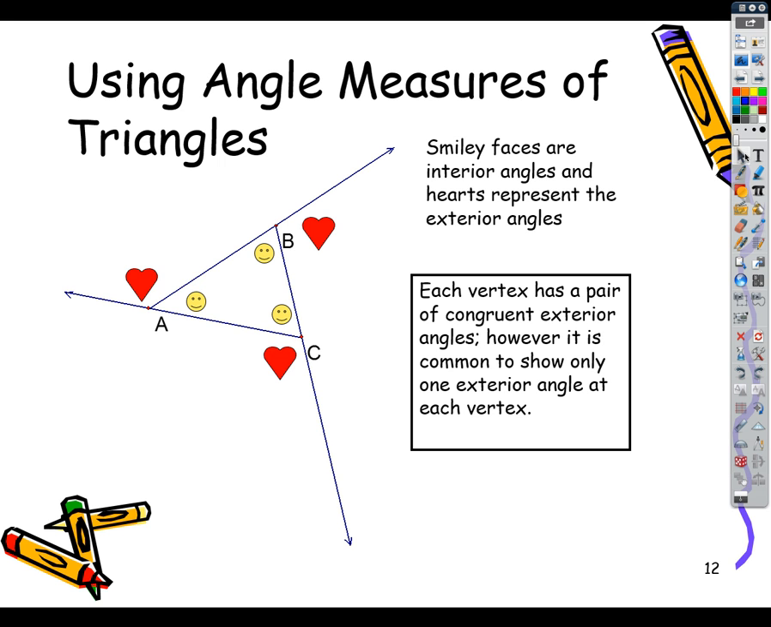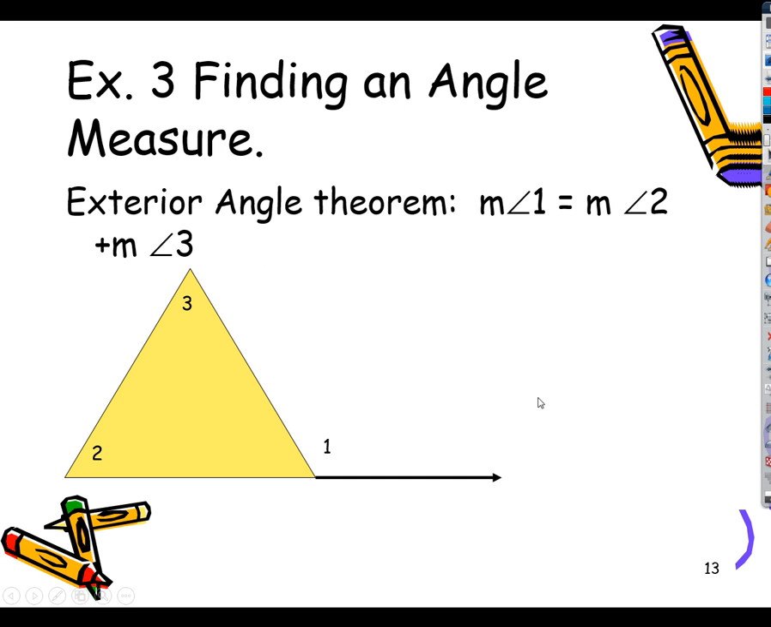There's a relationship with exterior angles. We know that, which of those three angles is the exterior angle? One is, okay. We know that the measure of an exterior angle to a triangle is always equal to the sum of the measures of the two remote interior angles.